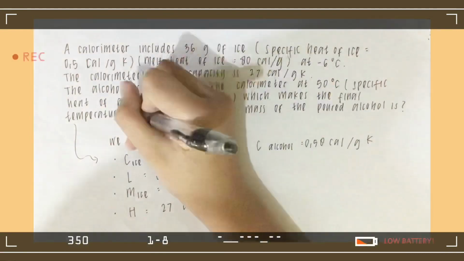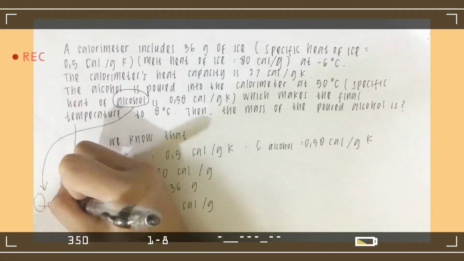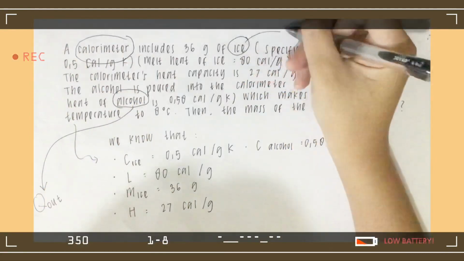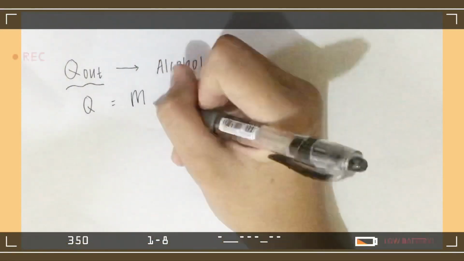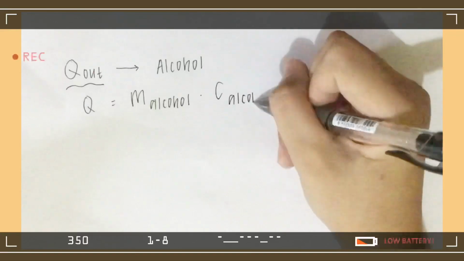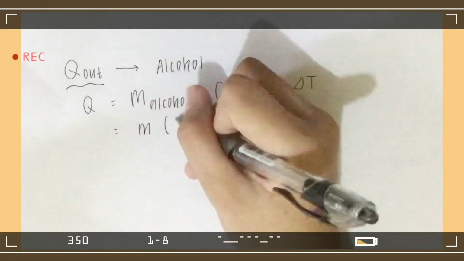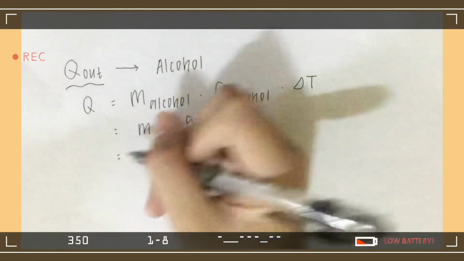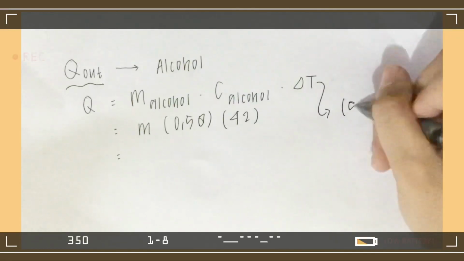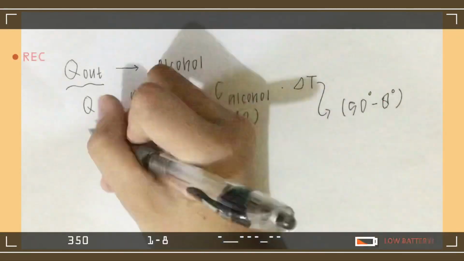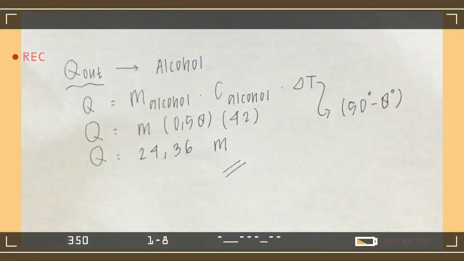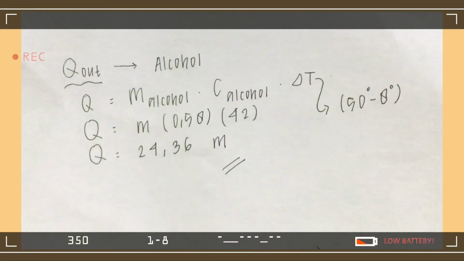So first, we need to search for the Q release. In this case, alcohol is the one who released the heat. So we can use the formula Q is mass times specific heat times delta T. So we put the numbers that we already know from the question and we can get the final answer.